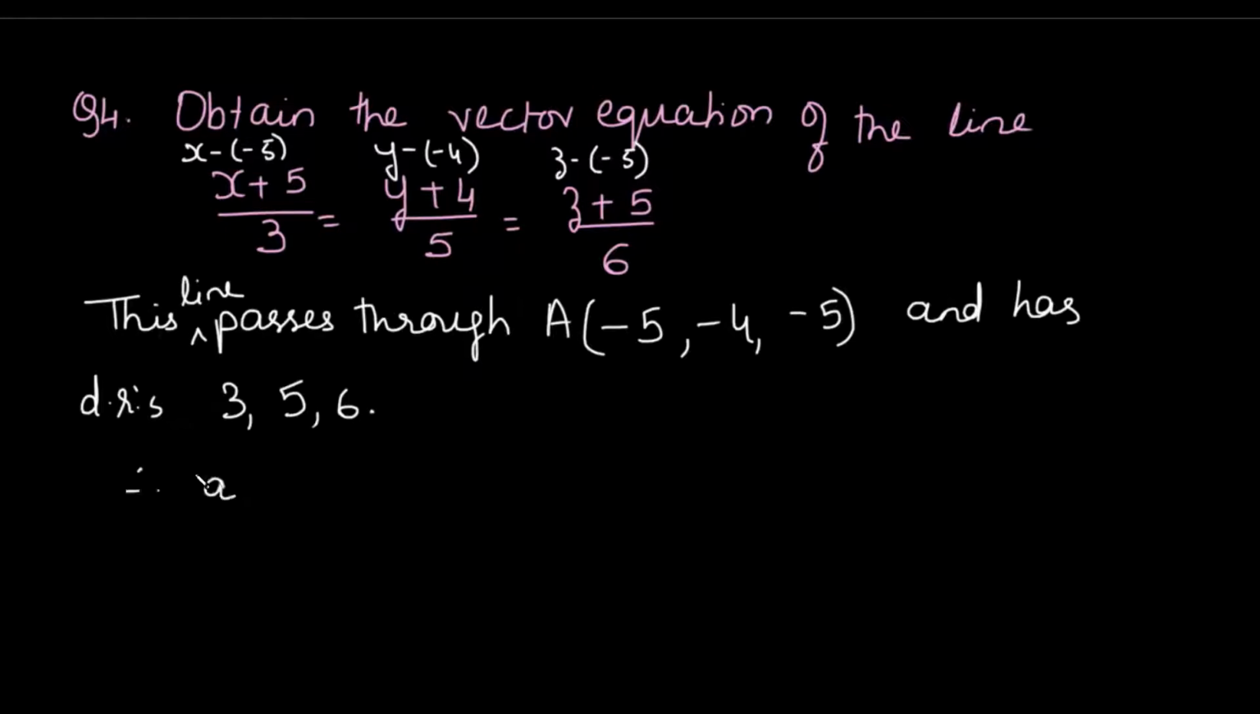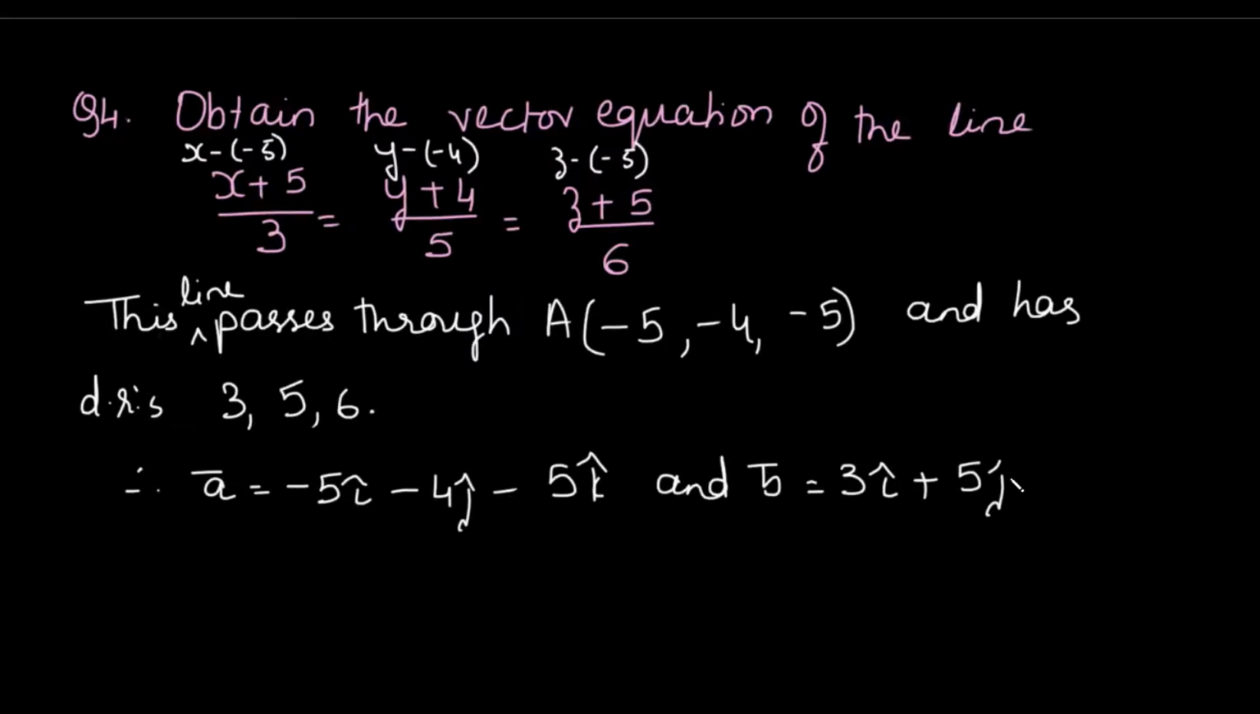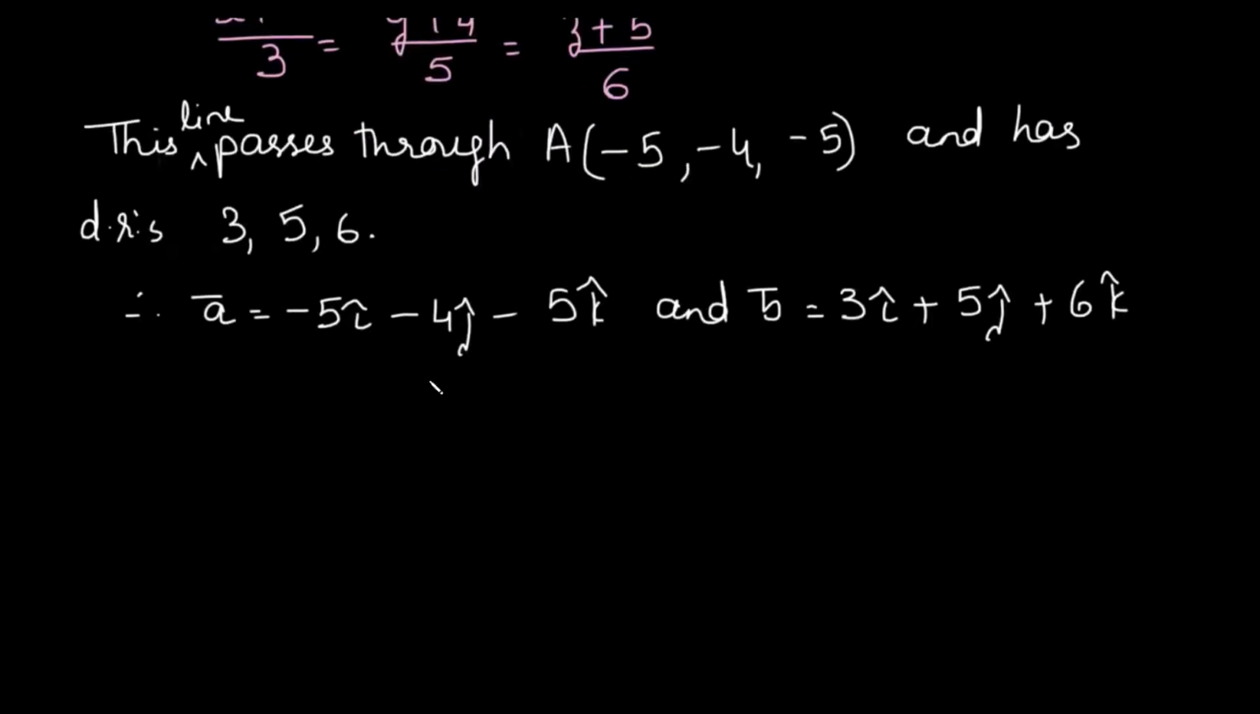For the vector equation we require a bar and b bar. So a bar becomes minus 5i, it's a position vector of point A. So minus 5i minus 4j minus 5k. And b bar is a vector which is parallel to the line. I have told you that the vector parallel to the line can be derived from the direction ratios of the line. So b bar becomes 3i plus 5j plus 6k. Keep this thoroughly in mind, students. Okay, because you'll be using it in many sums actually.